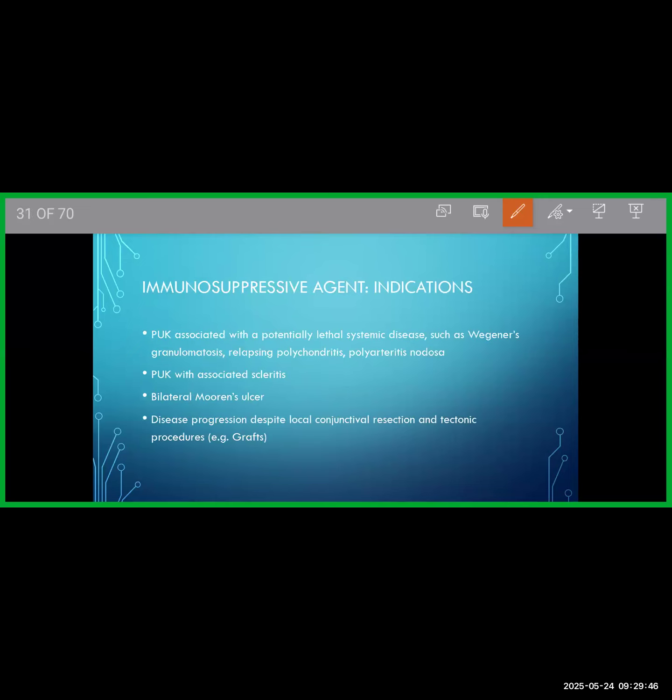Now, what are the indications for immunosuppressive agents? They include PUK associated with potentially lethal systemic disease such as Wegener's granulomatosis, relapsing polychondritis, polyarteritis nodosa. Or when we have PUK with associated scleritis, patients with bilateral Mooren's ulcer, then disease progression despite local conjunctival resection and tectonic procedure. These are the indications for immunosuppressive agents.